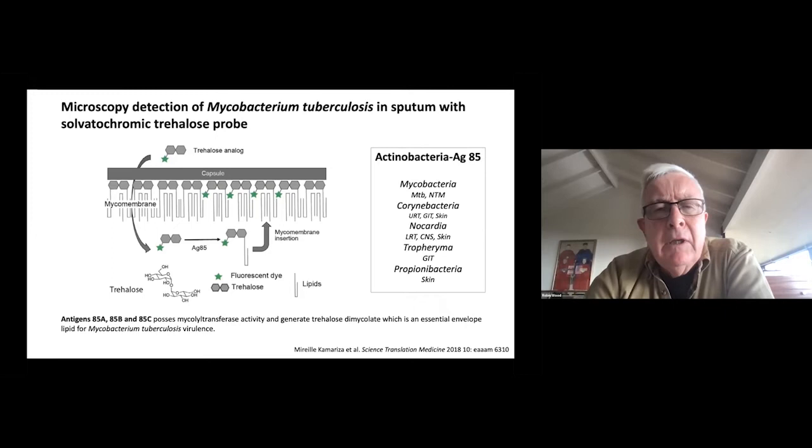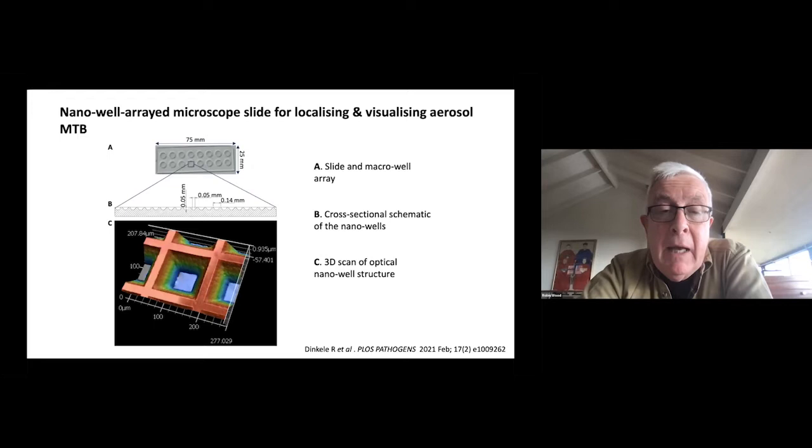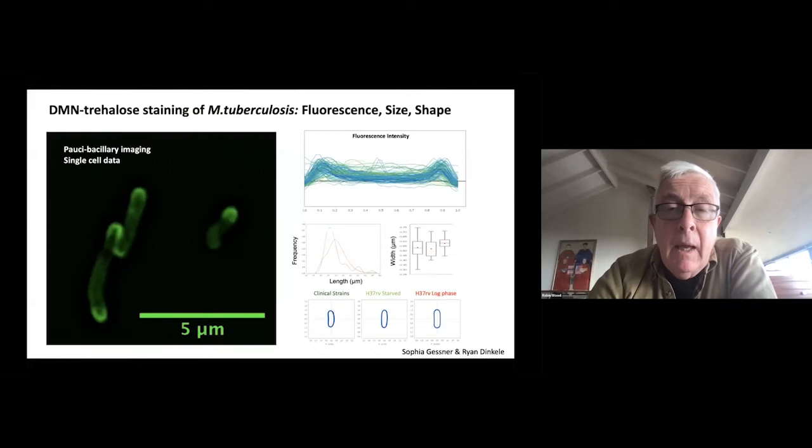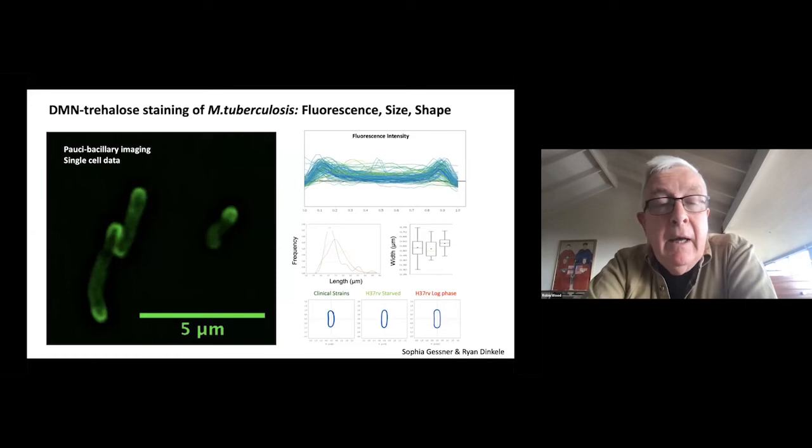We take the sediment and we spread it over these nanowells in order to give us optical fields that are easily screened, and also to increase our signal-to-noise ratio so that we can identify small numbers of organisms. We use fluorescent microscopy, and this is the sort of output that we get. On the left-hand panel, you can see the green fluorescence, which is concentrated in the polar areas of the organism, which are growing. On the right-hand side, top panel, you can see that we can explore for each individual the fluorescence intensity along the length of the organism.